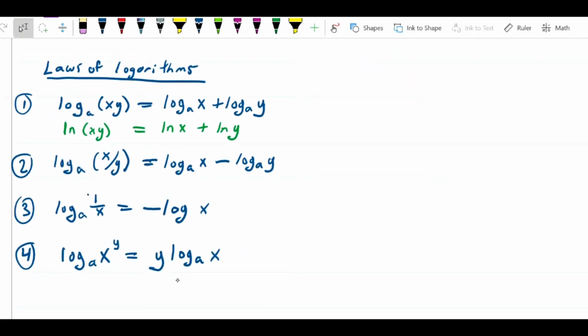Logarithms obey certain laws just like exponents do. So these are the laws of logarithms. The first one is for products. Log base a of x times y is equal to log base a of x plus log base a of y. So for example, if I take, let's say, ln of 2 times 3, that equals ln of 2 plus ln of 3.